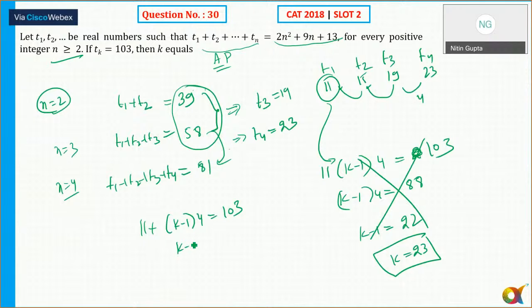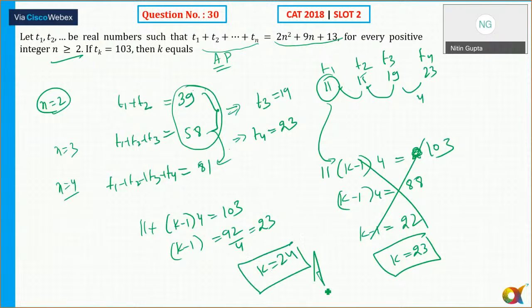So k minus 1 is equal to 103 minus 11 by 4, that is equal to 23. So the correct answer for this question is 24. Any doubts to anyone? I hope that this part is clear to all of you. In case there is a doubt, please ask me now. Okay. So let's move to the next question if there are no doubts.